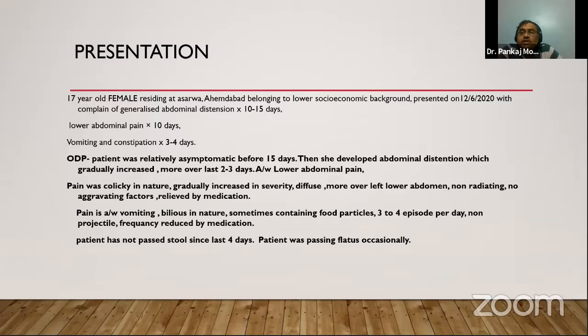Is there a history of weight loss? There is no history of weight loss. How long has the patient had the complaint? Sir, the patient has had the complaint for the last 10 to 15 days. Before that, the patient had no complaint. So it is a relatively acute thing. Agreed? Okay. No weight loss. Loss of appetite? No history of loss of appetite.